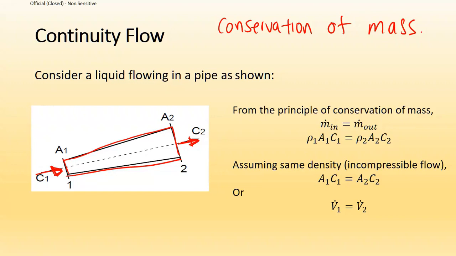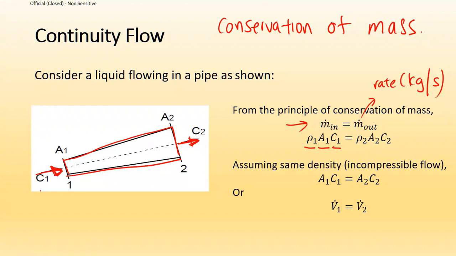So therefore, to derive this continuity flow equation, we will start off with this simple concept: m dot in is equal to m dot out. The dot here represents the rate, and the units are given in kg per second. The mass flow rate is given by density multiplied by cross-sectional area multiplied by the fluid velocity.